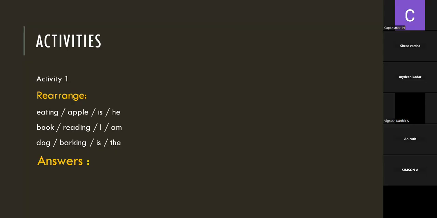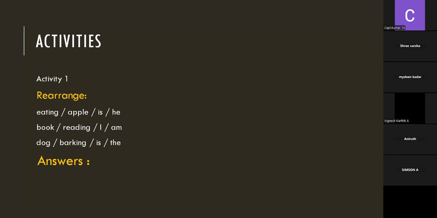That's good. That's the answer now, right? The first answer is, he is eating an apple. Good. Second answer, I am reading a book. It's great. Third question, dog barking is the. What is the answer? The dog is barking. That's good.